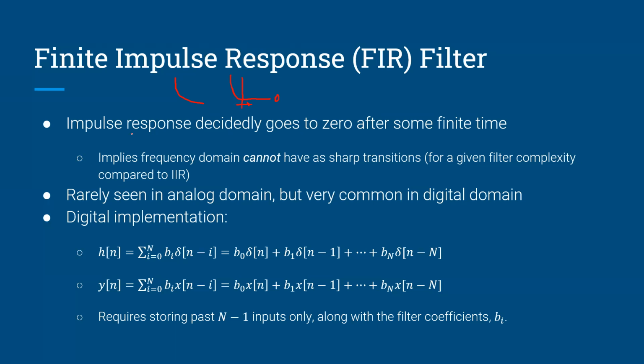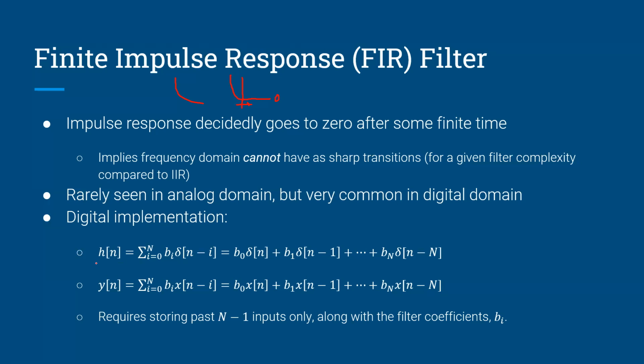And the fact that they have a finite duration in time means that the sharpness of transitions in the frequency domain can't be as sharp as a similar order infinite impulse response filter. So you can still achieve sharp transitions if you increase the complexity of the filter. I write here that you don't really see them in the analog domain, mainly because in the analog domain you have those exponential decays and everything, which are infinite, but you do see them in the digital domain.